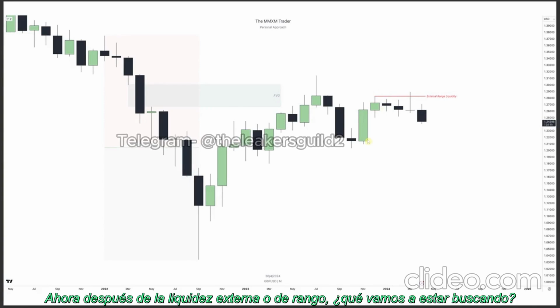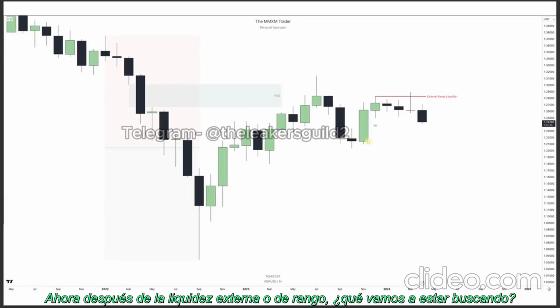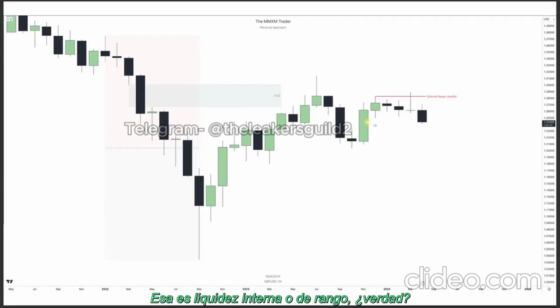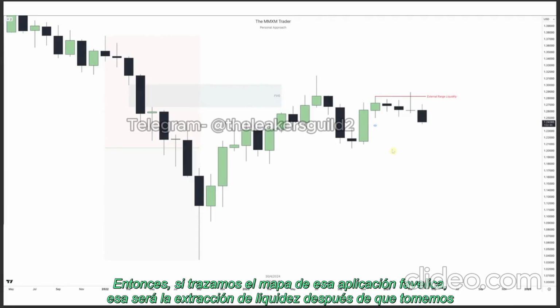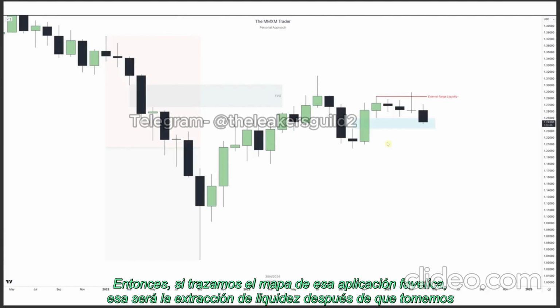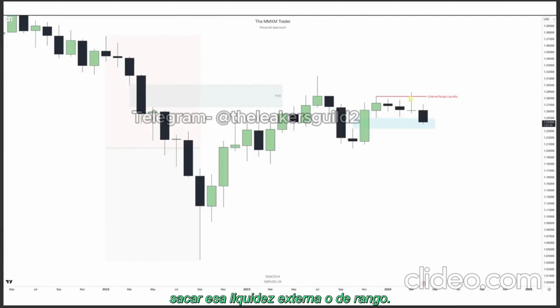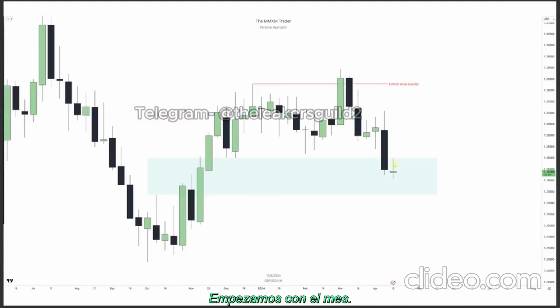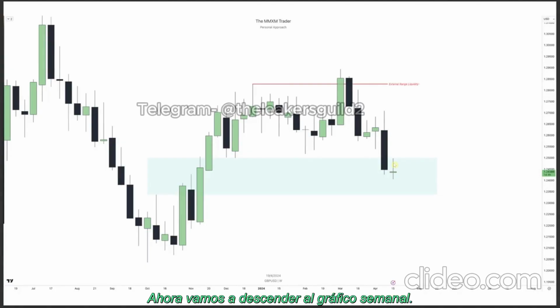Now, after external range liquidity, what are we going to be looking for? We've got a little eye over here. That is internal range liquidity, right? So if we map out that fair value gap, that is going to be the draw on liquidity after we take out that external range liquidity. We started on the monthly, now we're going to drop down into the weekly chart.